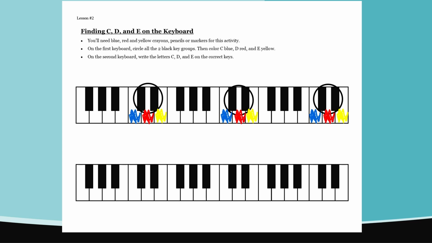All right, let's look at the second keyboard. This time, we're just going to write the letters C, D, and E on the correct keys. So remember to find the 2 black notes and then use them to help you find C, D, and E. Pause the video and come back when you're ready to check your work.